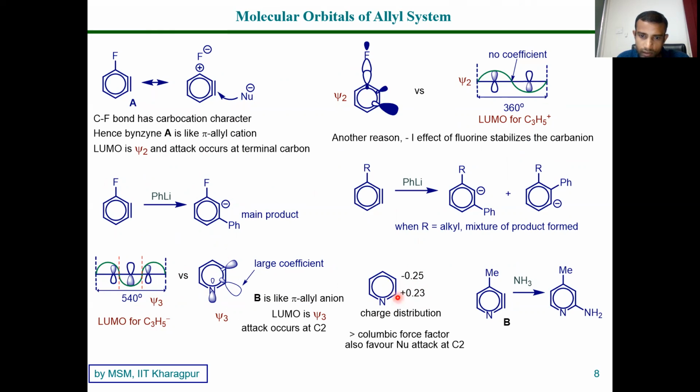So this middle carbon is positively charged, as I also discussed earlier, that the two terminals of the allyl anion have 0.5 negative charge each. So the central one is preferred for the nucleophilic attack. The orbital coefficient is maximum, and the charge distribution is also preferred. So altogether, the orbital coefficient, the Coulombic force, and the charge distribution all make it react at the C2 position. So we get this as the major product. This is a nice way we can explain it using molecular orbital theory, frontier molecular orbital theory, I would say.